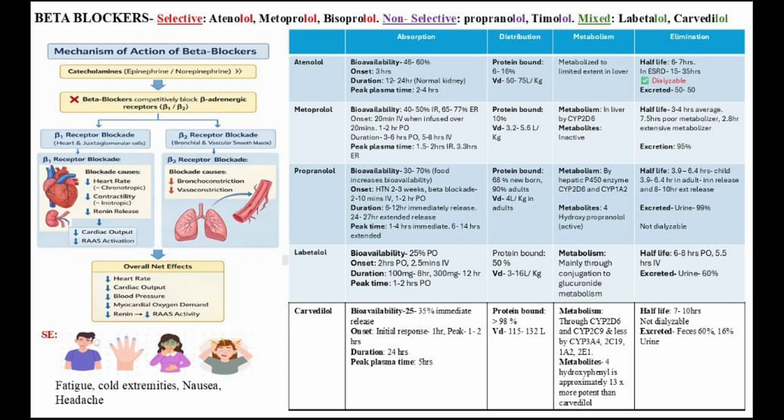This box compares different beta blockers including atenolol, metoprolol, propranolol, labetalol, and carvedilol. Some drugs like metoprolol are metabolized in the liver, while atenolol is primarily eliminated through the kidneys.